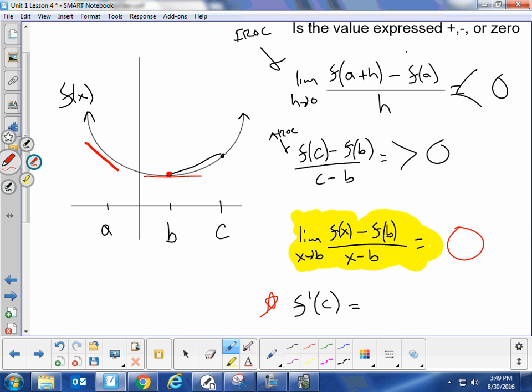Look at C. C is right here. This notation says, what is the value of the slope of the tangent to the function at C? Here is C. Sketch a tangent line. What do we got? Positive. Okay, positive, greater than 0.